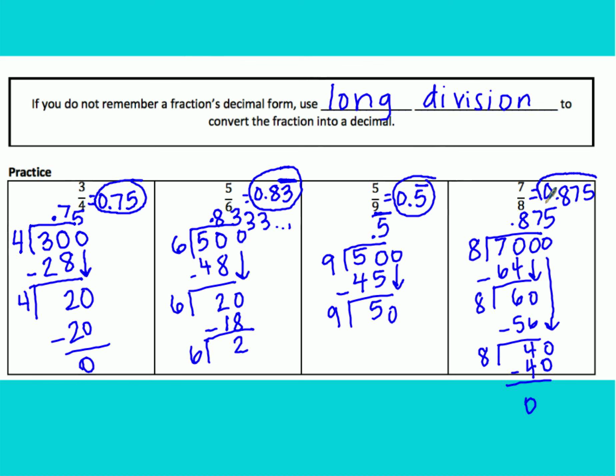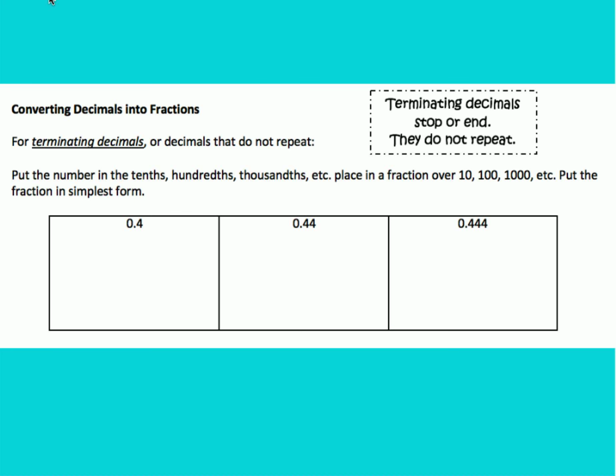So 7/8 can be written as 875 thousandths. So this is just a good way to remember your fractions into decimals, and in case you can't memorize the list, totally fine. You always have the backup of using long division when you don't have a calculator for this topic. Moving on to our opposite direction then.